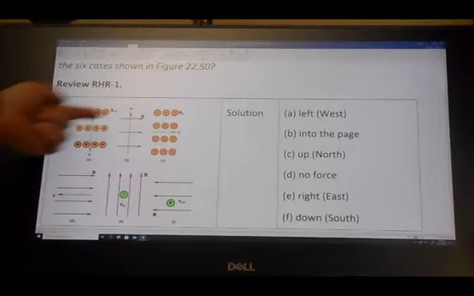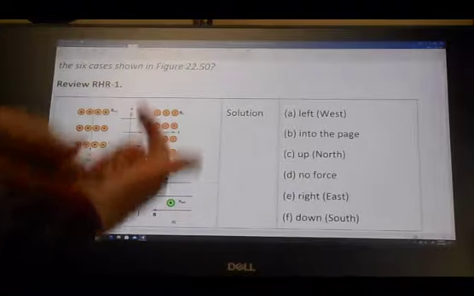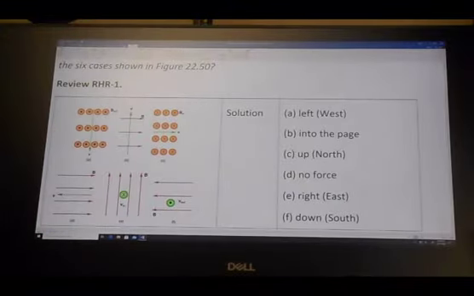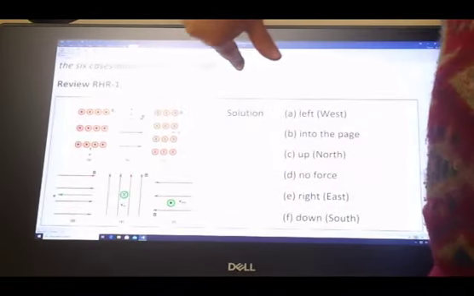Okay, velocity to the right of the positive particle, magnetic field at us. We have to get to the other side again. Okay, velocity this way, magnetic field.